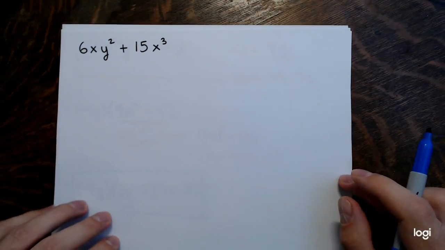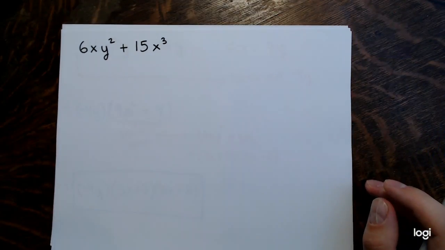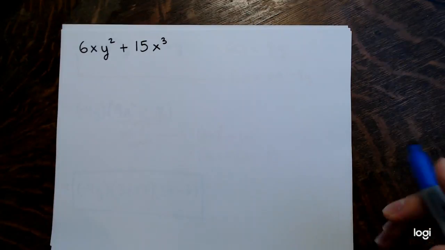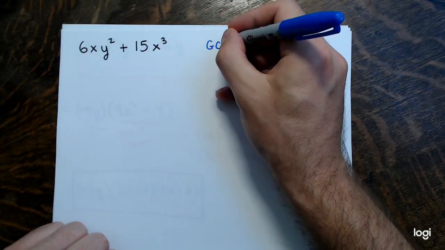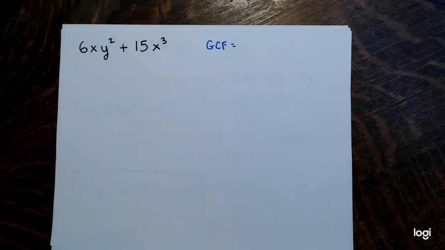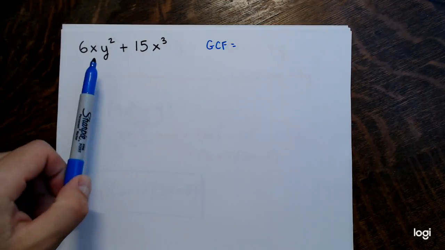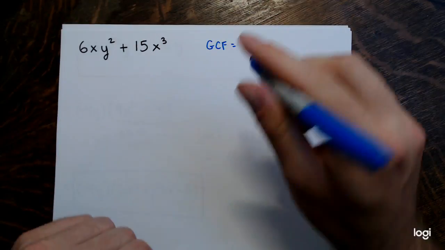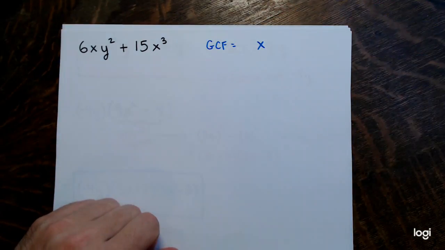6xy squared, and then a positive 15x cubed, right? So again, first thing, always, what's the greatest common factor of all the terms? Well, I'm noticing they all have at least x to the first, right? So you're going to have x to the first in your greatest common factor.